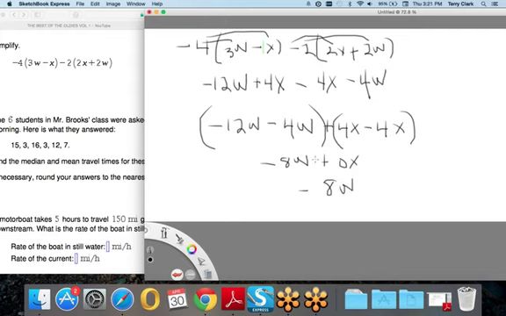Okay. So we got negative 12w. Yep, you're correct. It is negative 16. Yeah, because it's negative 12 minus 4. So it should be negative 16, not negative 8. Okay, so it's negative 12.